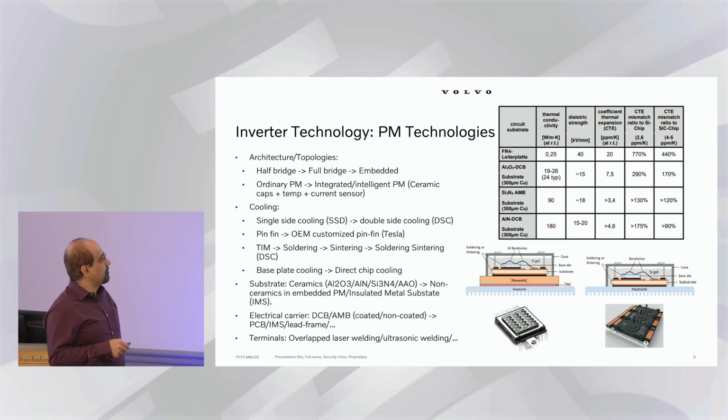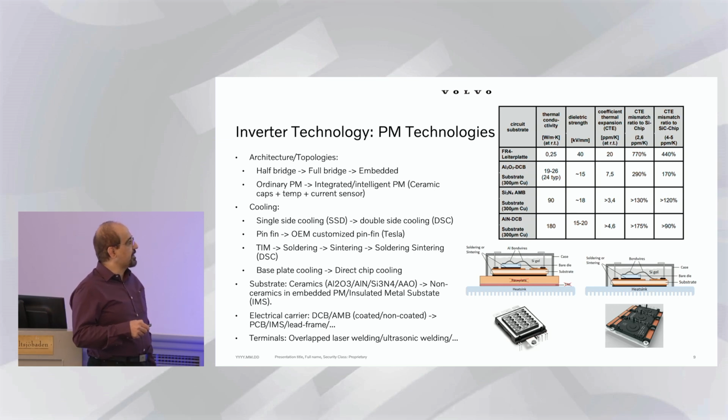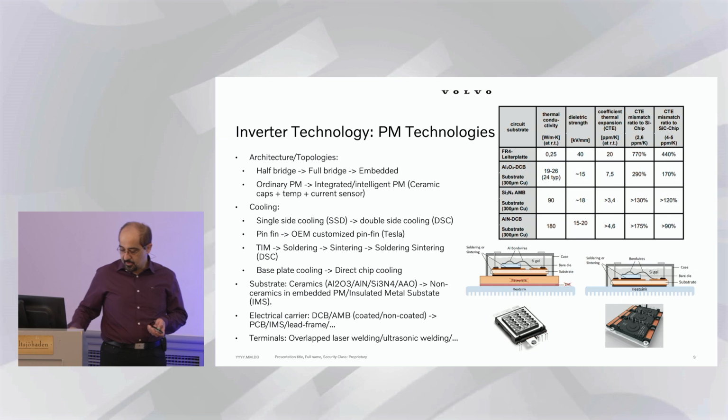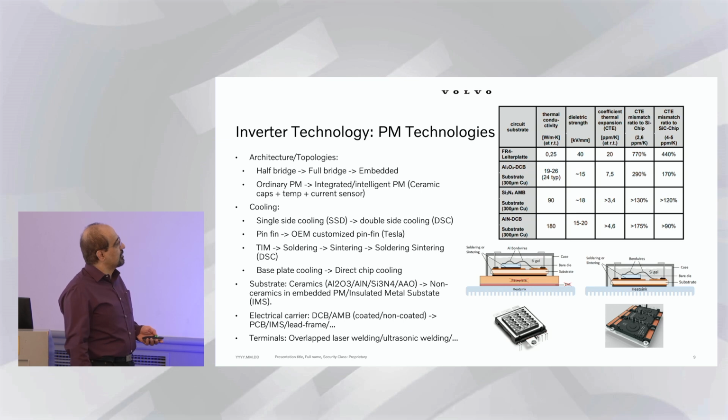And also we see the substrate material change, and we are following that one. We ask our suppliers, or we are going to use that one. This was ceramic before, and it goes from different ceramic materials to non-ceramic in embedded power modules, and also IMS. For the electrical carrier, it was before DCB and AMB, and that is going to a new technology that is more PCB-based.